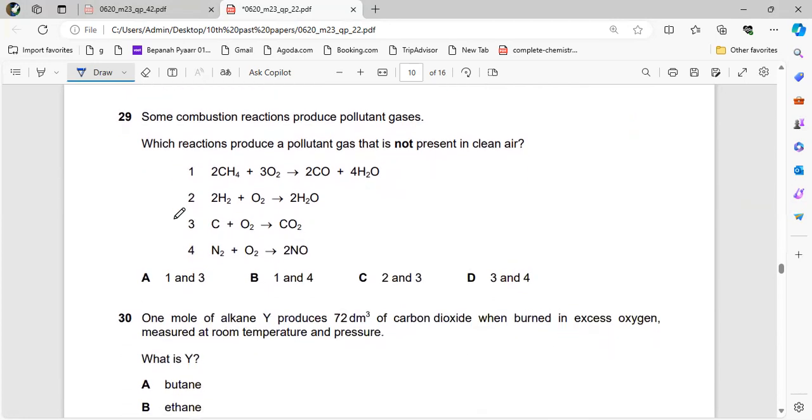Some combustion reactions produce pollutant gases. Which reaction produces a pollutant gas that is not present in clean air? So here they have given us different reactions. Now, in this case, the first option, CH4 plus 3O2 gives CO plus 4H2. So the first product is carbon monoxide, which is not present in clean dry air. In the second option, water is present. Okay, moisture we have seen. In the next option, that is C plus O2, that is carbon dioxide. Yes, we have carbon dioxide in clean dry air. Last is N2 plus O2, which gives 2NO, which is nitrogen oxide, which is again not present in clean dry air. So it is options 1 and 4.